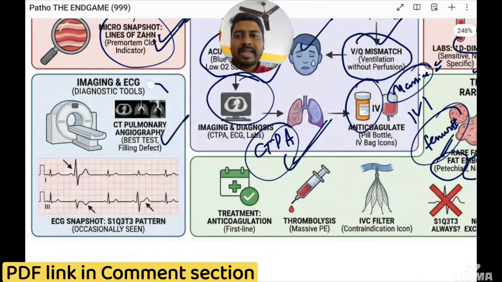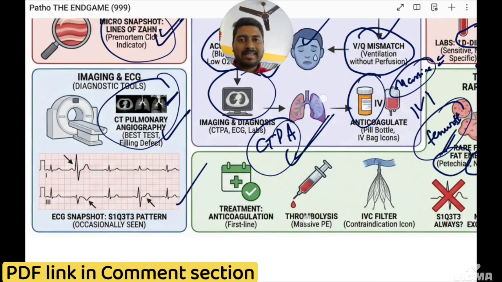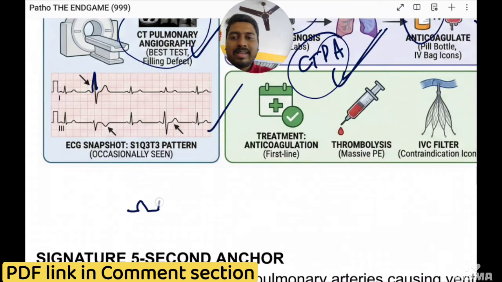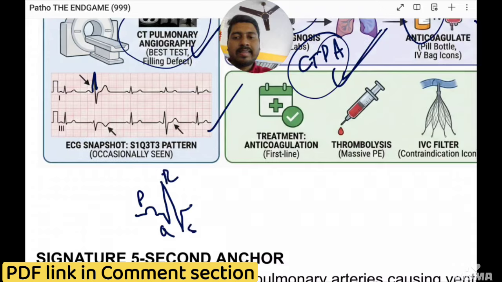So this is CTPA, CT pulmonary angiography, where you'll see there is some filling defect. Okay, and on ECG, this is a very common pattern. S1, you see here, big S. Okay, what is S1? See, this is, just a minute. This is normal ECG, right? So this is P, this is Q, R, S, and this is T. So in the S wave, okay, always remember, this is the R wave, and this is the S wave. So deep S wave. Okay, so that is called S1.